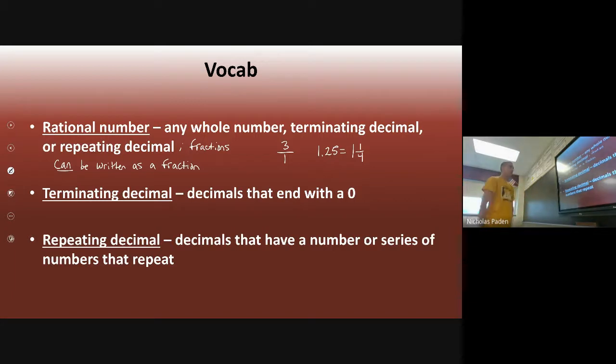Okay, so rational numbers can be written as a fraction. And then terminating and repeating decimals. Terminating decimals end with a 0 or they just end. They stop at some point. And then repeating decimals have a number or a series of numbers that continue to repeat.